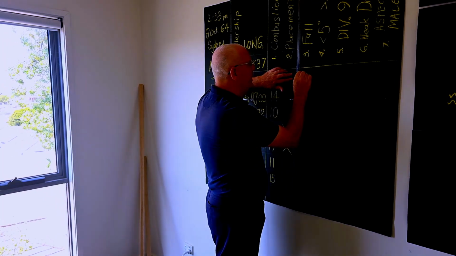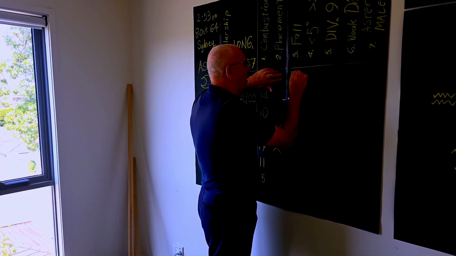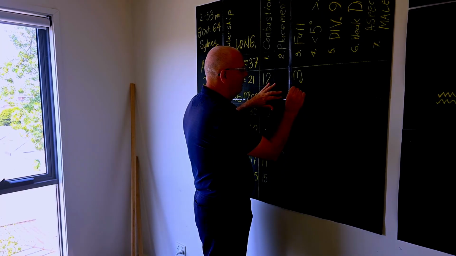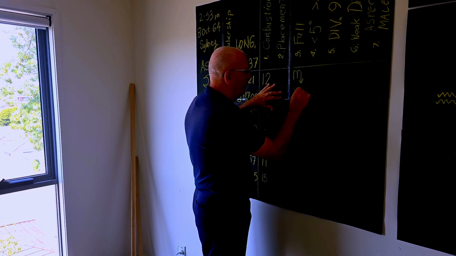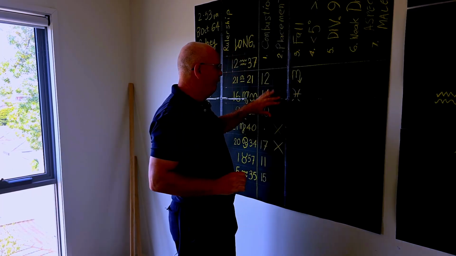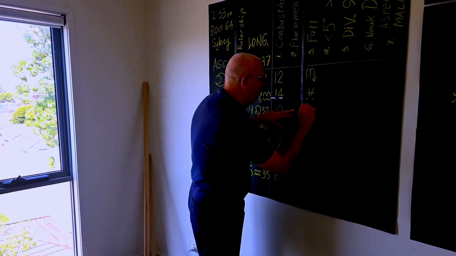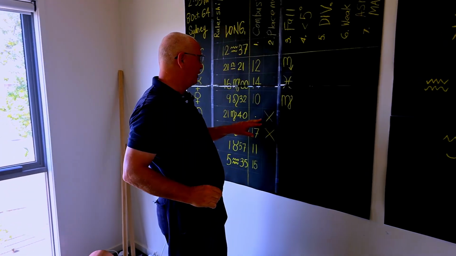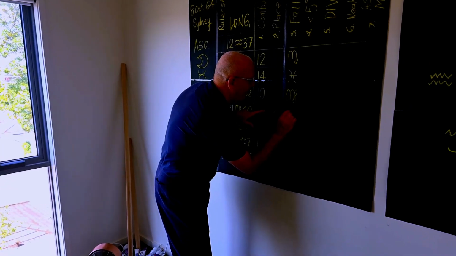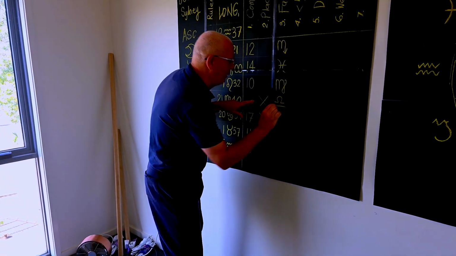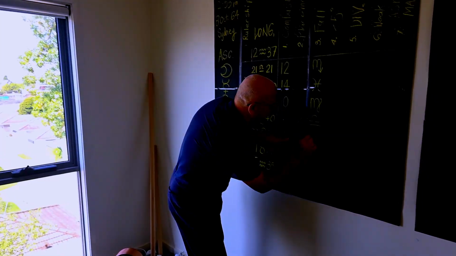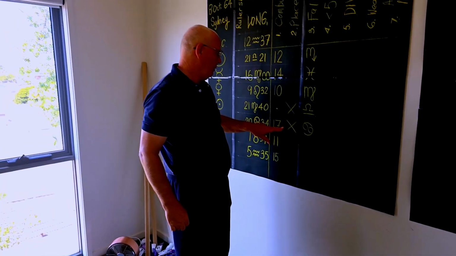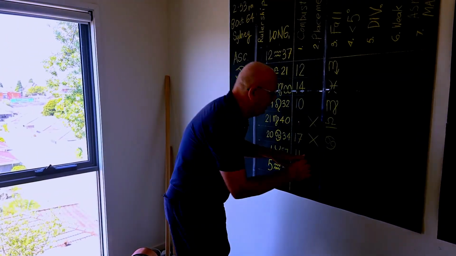The moon falls in Scorpio. Mercury falls in Pisces. Venus falls in Virgo. The sun falls in Libra. Mars falls in Cancer. Jupiter falls in Capricorn.